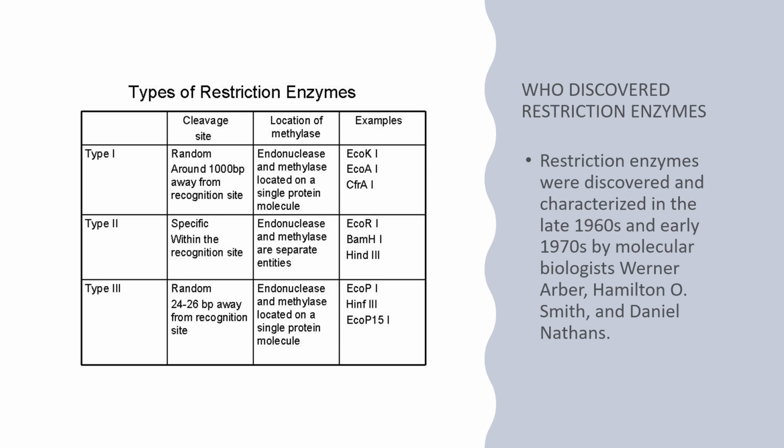Restriction enzymes were discovered and characterized in the late 1960s and early 1970s by molecular biologists Werner Arber, Hamilton Smith, and Daniel Nathans. Here we can observe the types of restriction enzymes as type 1, type 2, and type 3, the cleavage site, location of methylase, and the examples of type 1, type 2, and type 3 restriction enzymes.